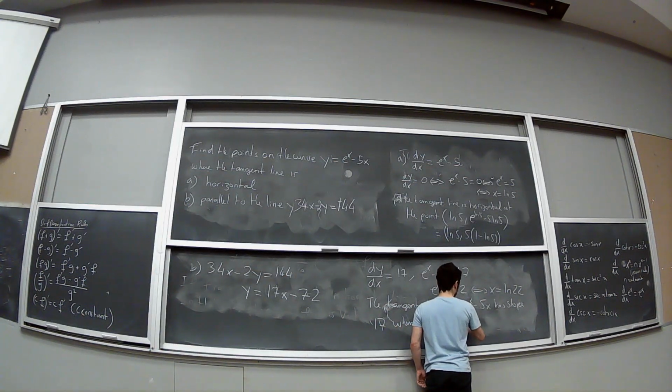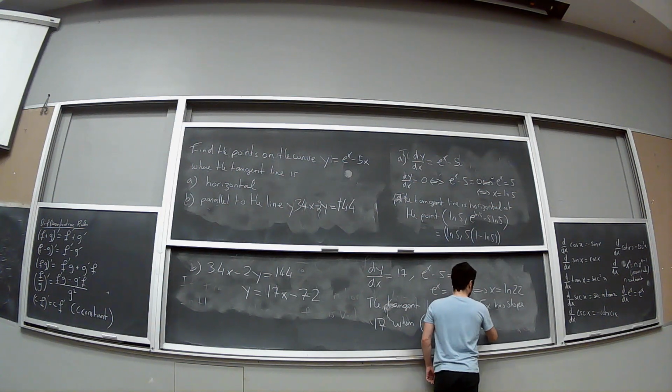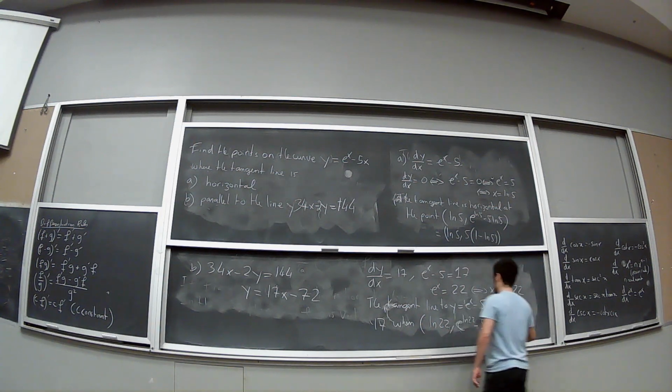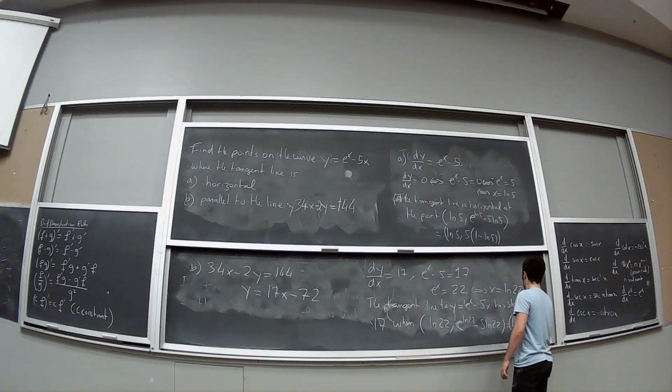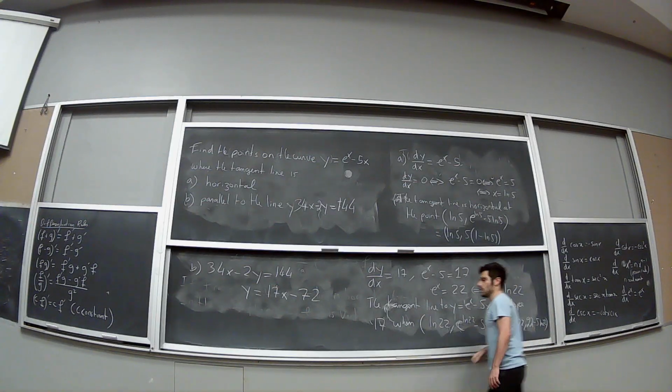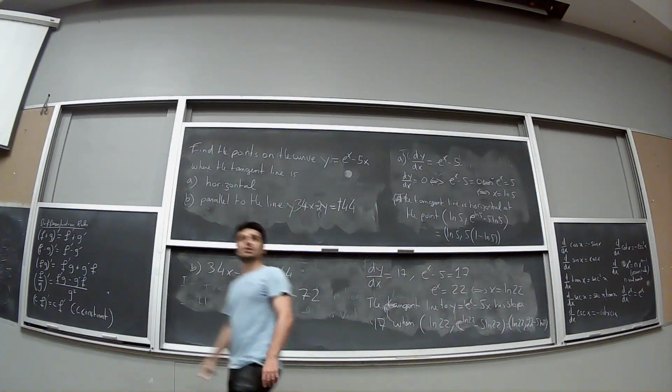Well, let's write it: e to the ln 22. So what is that? x is ln 22. And what is y equal to? 22 minus 5 ln 22. Okay, great. Are we good?